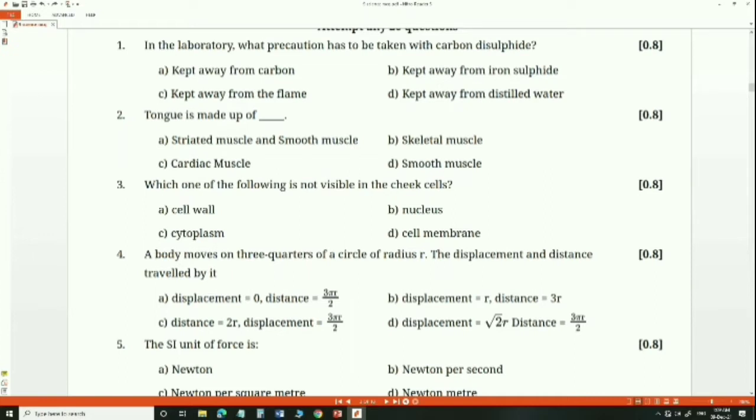Because carbon disulfide is extremely flammable and a dangerous fire hazard, so it should be kept away from flame as it is inflammable. Okay, understand? Yeah, that is the true answer.